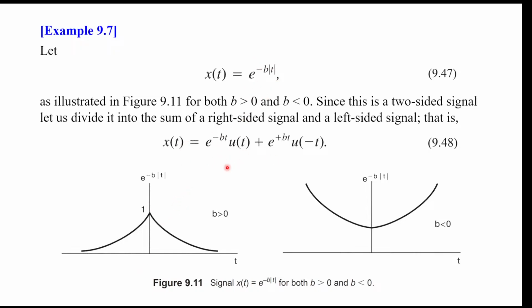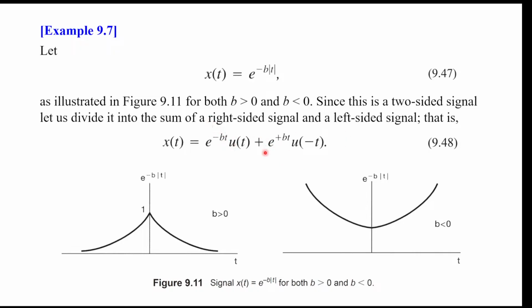So we break into this positive t part and negative t part. For the positive t part, we have this e to the minus bt, and we cut it off at t equals 0, so we multiply by u of t. And for the negative t part, the absolute value of t becomes negative t, so we have e to the plus bt, cut off by u of minus t. Okay, and then we can take the Laplace transform of both of those two parts.